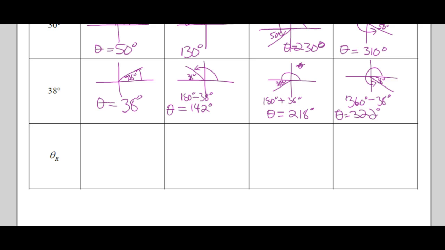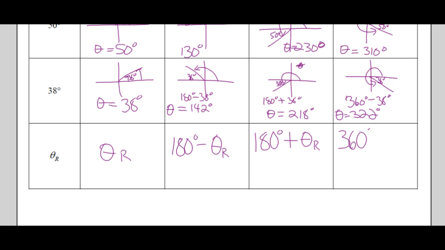So now in general, what's theta r? If it's theta r, what's the quadrant 1 angle in terms of theta r? It's just theta r. If we're in quadrant 2, what's the quadrant 2 angle in terms of theta r? Yeah, so 180 degrees minus theta r. If we're in quadrant 3, then it's 180 degrees plus theta r. And if we're in quadrant 4, it's 360 minus theta r.